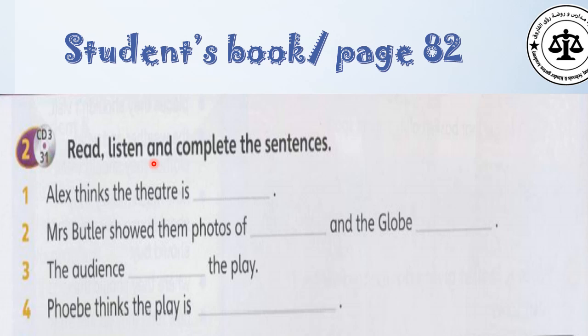Now, let's complete the sentences. Number 1. Alex thinks the theater, المسرح, is wonderful, رائع. Number 2. Mr. Spalter showed them photos of Shakespeare and the Globe. Yes, and the Globe Theatre.